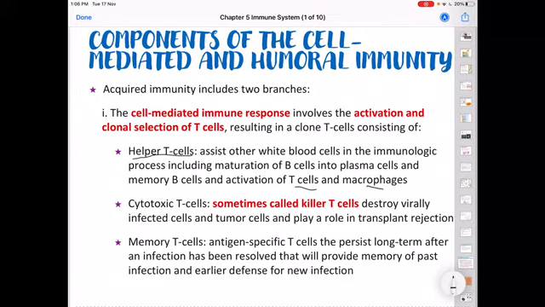And the second type of T cell is the cytotoxic T cell, also known as killer T cell. These cytotoxic cells will destroy the infected cells. We also have memory T cells, which are antigen-specific T cells that persist long term after the infection has been resolved. So you need to remember the types of T cells. We have helper T cell. What is the function of helper T cell? Cytotoxic T cell, and memory T cell.